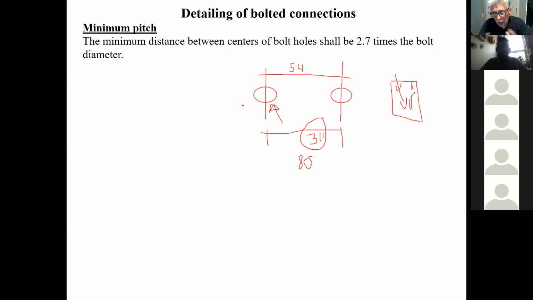But otherwise, if for example I've got all of a sudden this here, and I can put a hole there and a hole there and a hole there, and I can respect the 80 millimeters, well, do that. In other words, take the space that you can. The more material between, the better it is, okay? So that's the minimum. If ever you ask yourself, how small can I go? Well, it's 2.7 times the bolt diameter. That's all you have to remember.